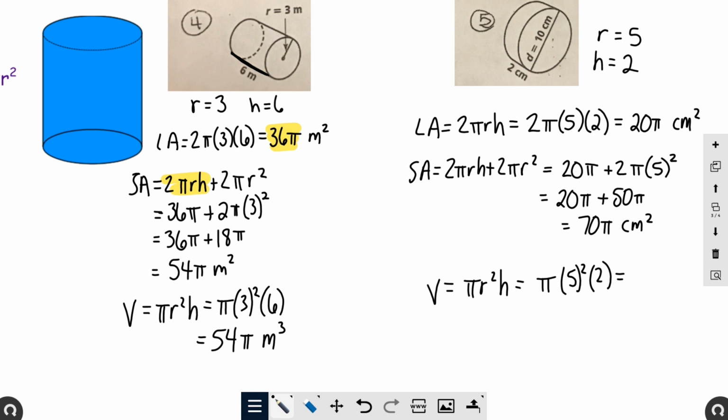So 5 squared is 25, times 2 is 50. 50 pi centimeters cubed.